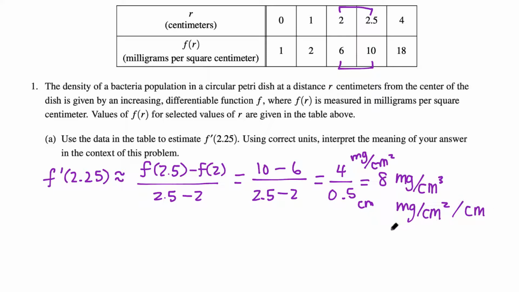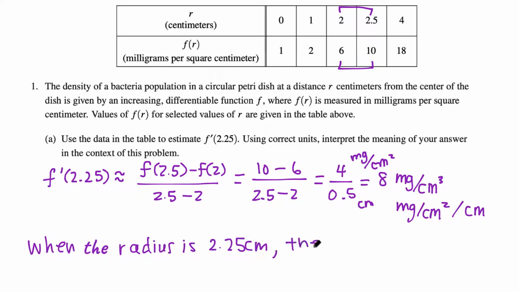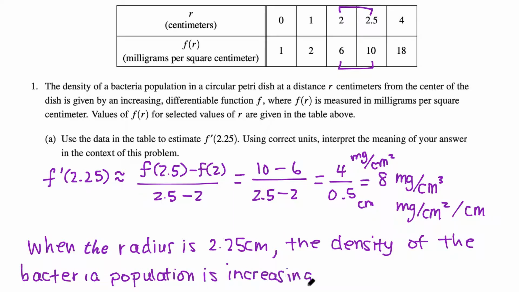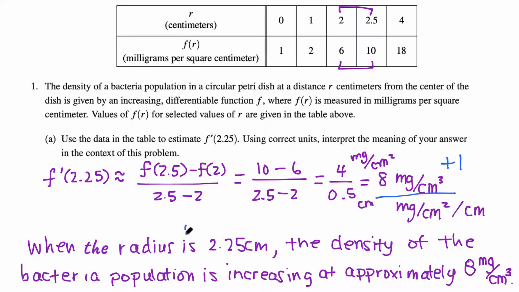And now we need to interpret what this means in terms of our question. When the radius is 2.25 centimeters, the density of the bacteria population is increasing at approximately 8 milligrams per cubic centimeter. Now, how many points do I think this would get? I think this would get 2 points. I think you get 1 point for your correct answer with units, and 1 point for your interpretation.